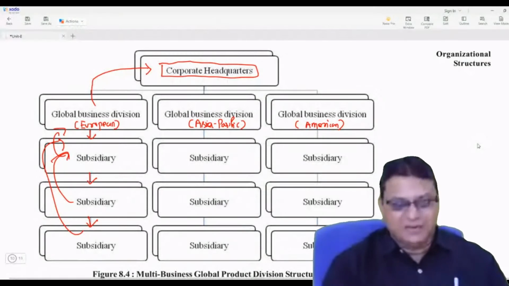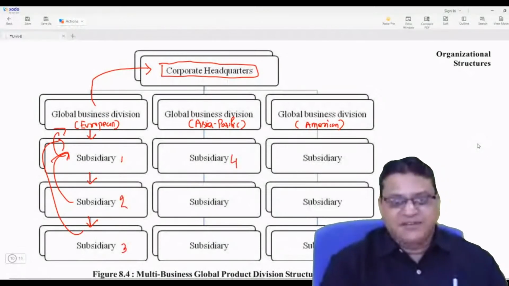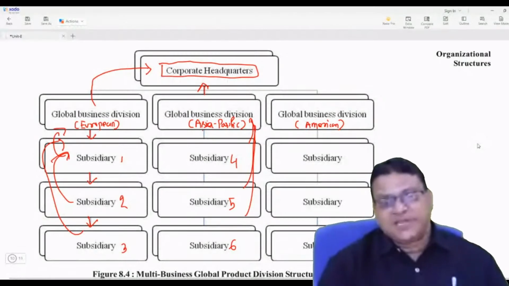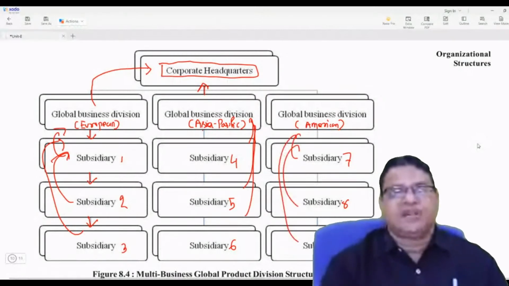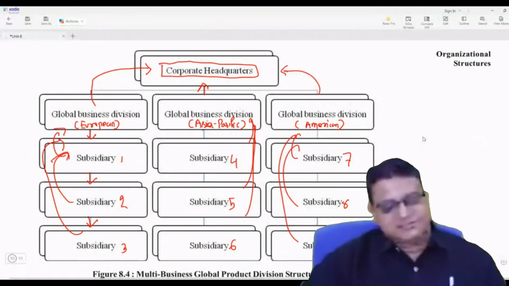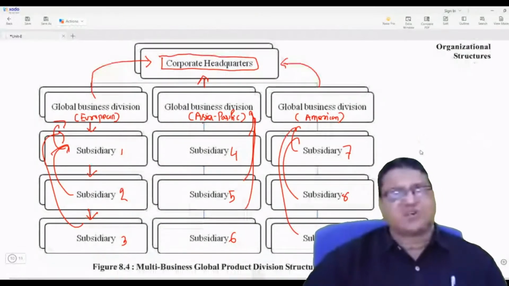In the Asia Pacific division, there will be certain subsidiaries. Subsidiary 1, 2, 3, subsidiary 4, 5, 6. Subsidiary 4, 5, 6 will report to Asia Pacific division. And the Asia Pacific head will directly report to headquarters. There will be subsidiary 7, 8, 9. Subsidiary 7, 8, 9 will report to American business division. And the American business division will directly report to the corporate headquarters. This is multi-business global product divisional structure.